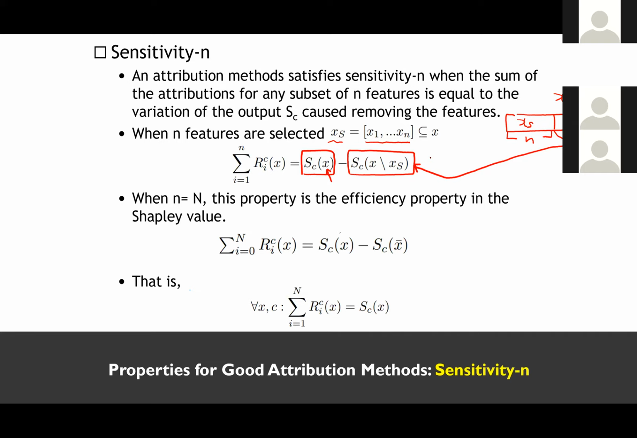And then if we can compute the individual contribution of input, so of x, even if we have x, we can compute the individual contribution of features from 1 to n in xs. Then the summation of individual contribution in xs is identical to the difference of the classification output where we plug in all the input minus the classification output with the partial input.